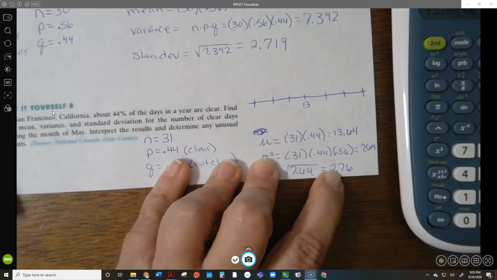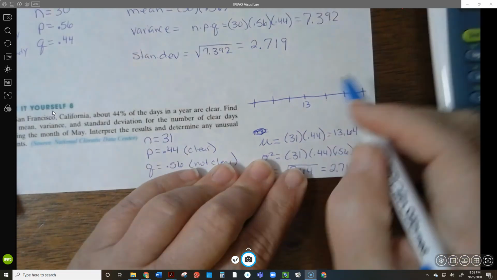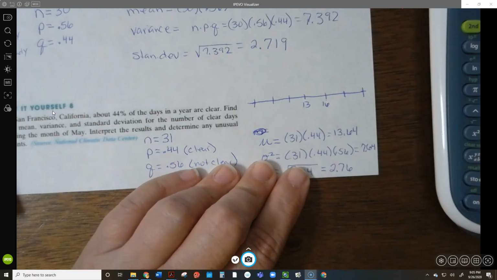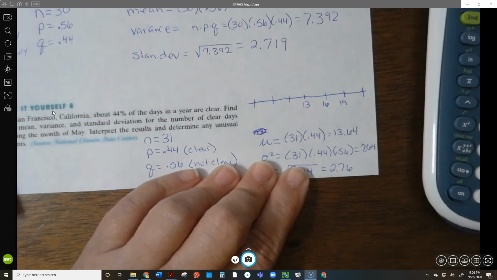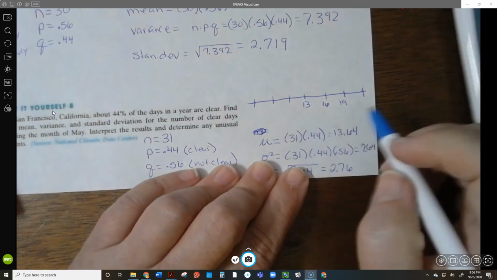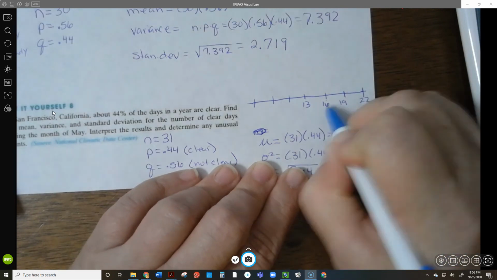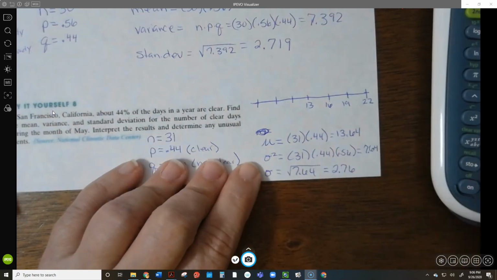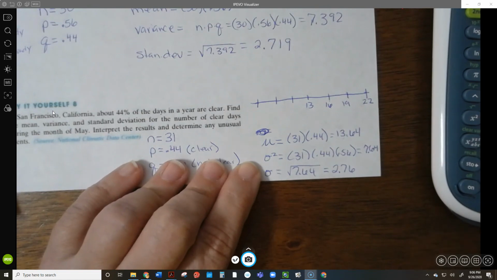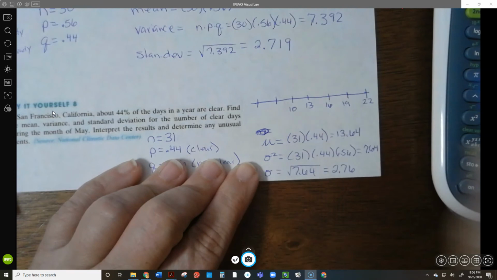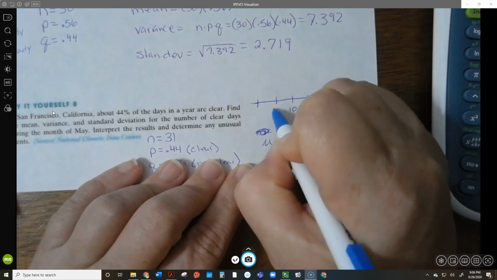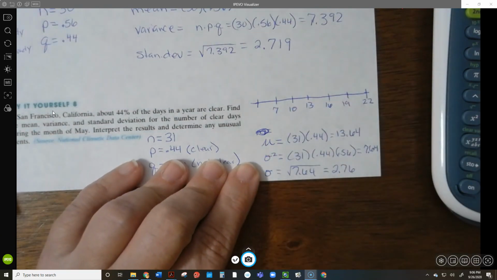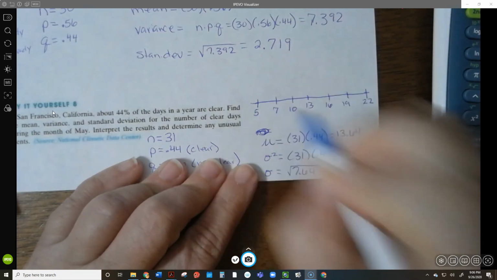So I'm going to say 13.64 plus 2.76, that's going to give me 16. And I'm going to add 2.76 again, and that's going to give me 19. And I'm going to add 2.76 again, and that's going to give me 22. So I'm rounding these days. And then I'm going to say 13 minus 2.76 and get 10. And then minus 2.76 and get 7. Ooh, it's almost 7.5. And then minus 2.76, and that's going to give me about 5 days.